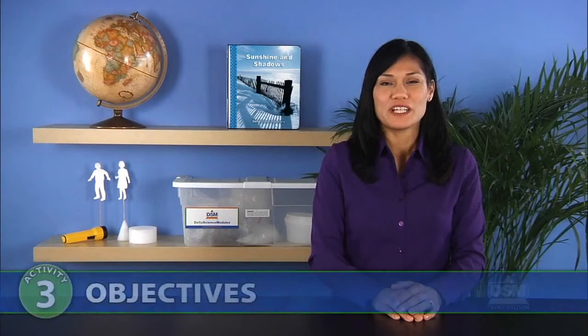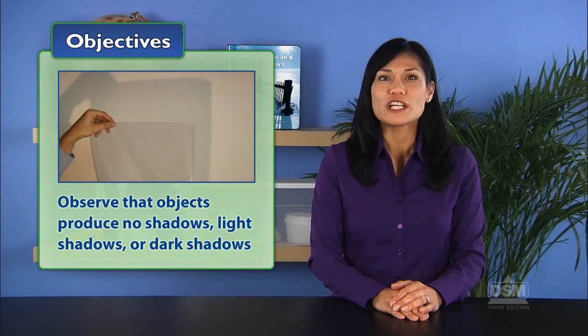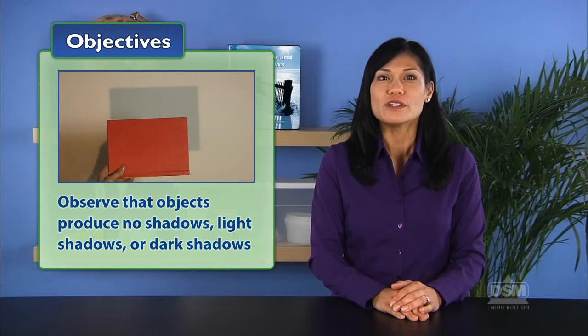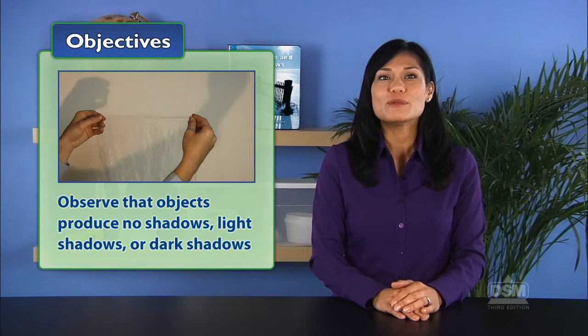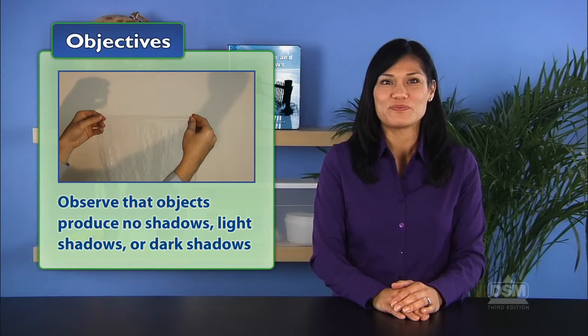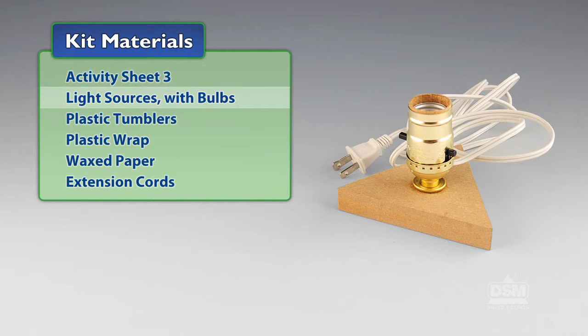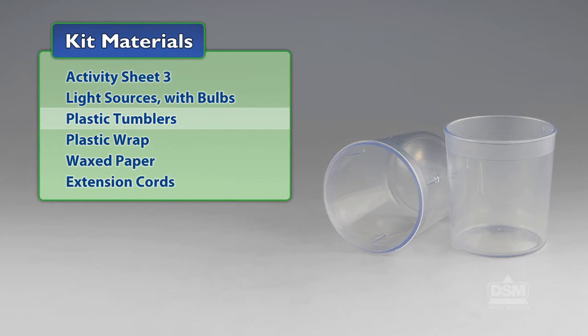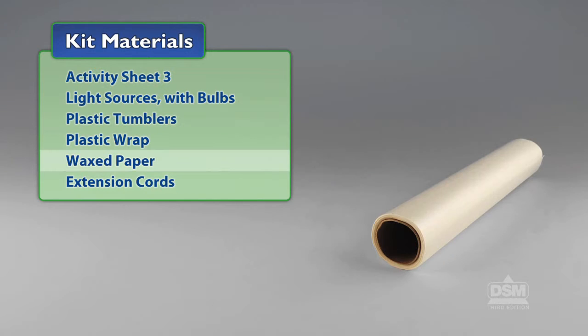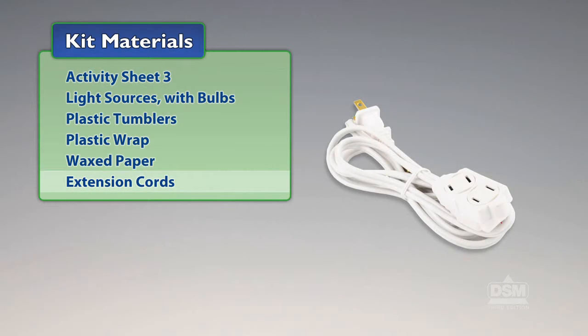In Activity 3, What Makes a Shadow?, students discover that not all objects cast shadows. They then observe that objects produce light shadows, dark shadows, or no shadows, depending on how much light they allow to pass through them. You will need the following materials from the kit: Activity Sheet 3, light sources with bulbs, plastic tumblers, plastic wrap, waxed paper, and extension cords.